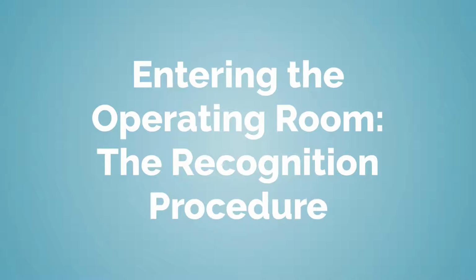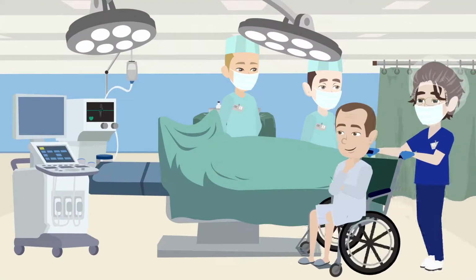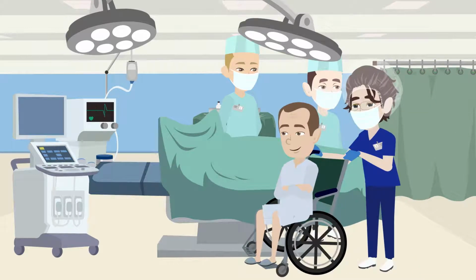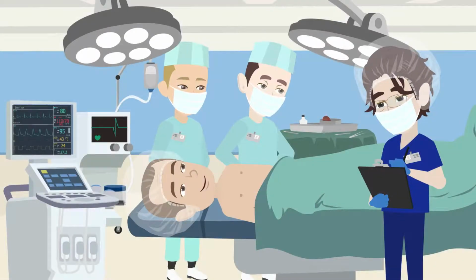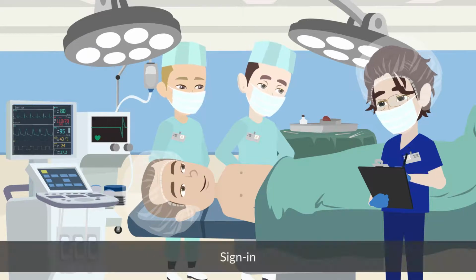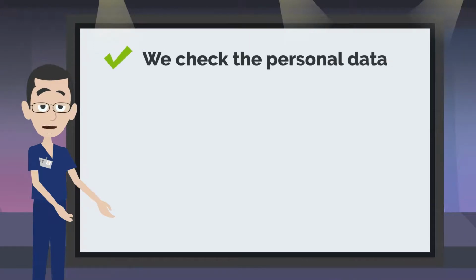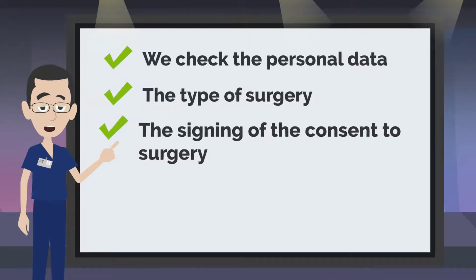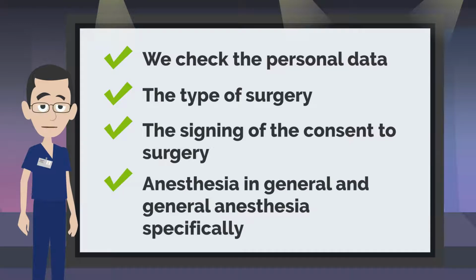Entering the operating room, the recognition procedure. Upon arrival in the operating room, the patient is subjected to the recognition procedure. This procedure is part of the intraoperative checklist, in particular the initial part, called sign-in. During this phase, we check the personal data, the type of surgery, the signing of the consent to surgery, anesthesia in general and general anesthesia specifically. It then occurs that the patient is fasting and his allergies are controlled, so as to avoid administering drugs to which the person is allergic or intolerant.